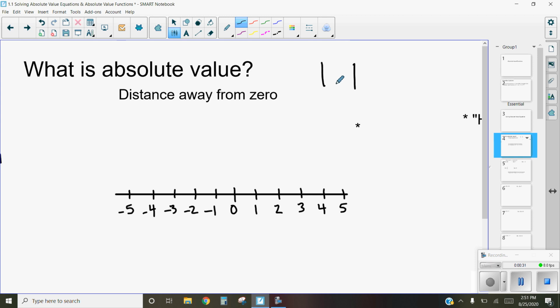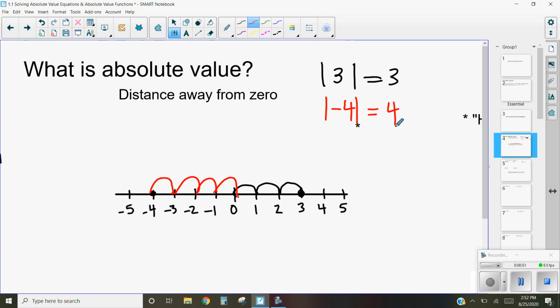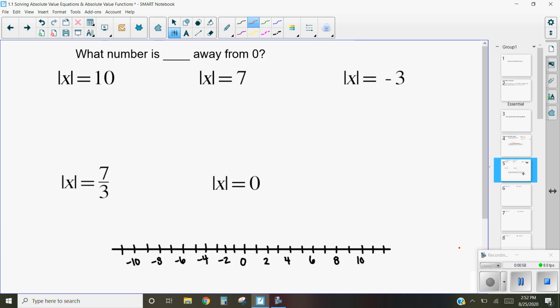So if we had the absolute value of a number like 3 inside, what that means is that the number 3 here is just 3 steps away from zero. Okay? Same thing happens if you have a negative number like -4. All we have to do is count those steps away from zero, and we can see what that equals. So the absolute value of -4, we can see, is 4 because it took 4 steps to get to zero. So that is really what absolute value is. Now we're going to use absolute value in equations, and we're going to be solving those equations.